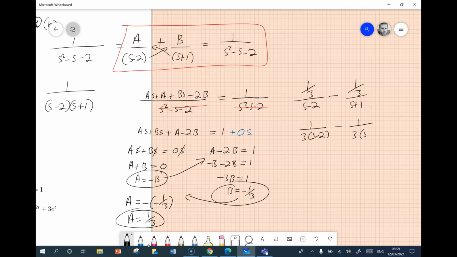3 times s plus 1. So 1 over 3s minus 2, sorry, 3s minus 6. Minus 1 over 3s plus 3. But manipulate it any way you want. If you need to factorize that 3 back out again, then that's what you need to do.